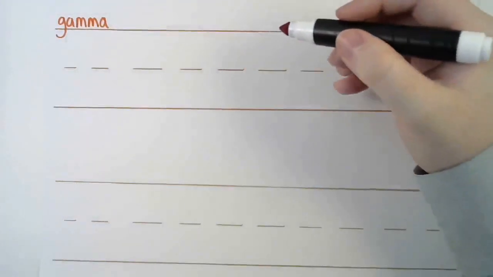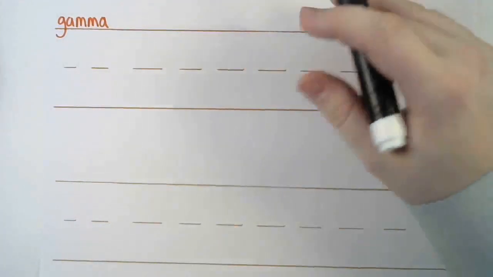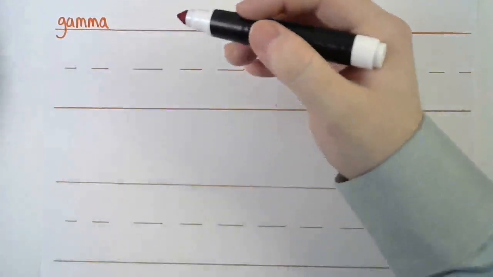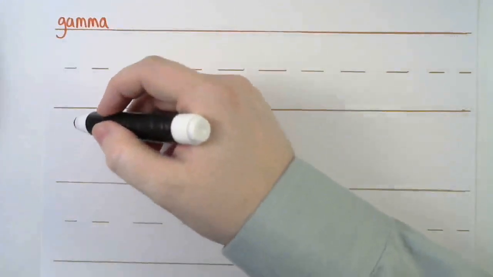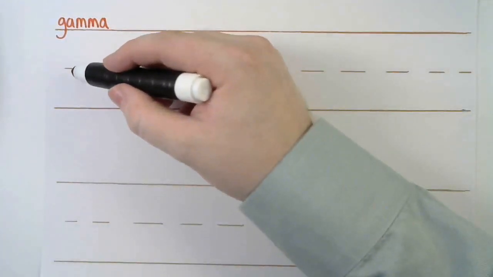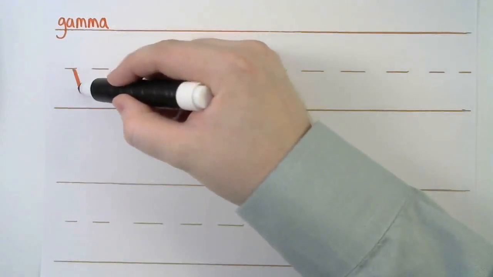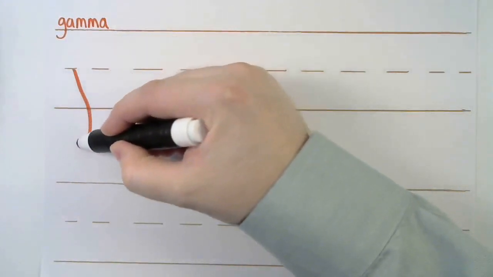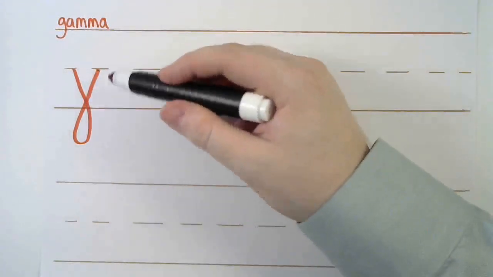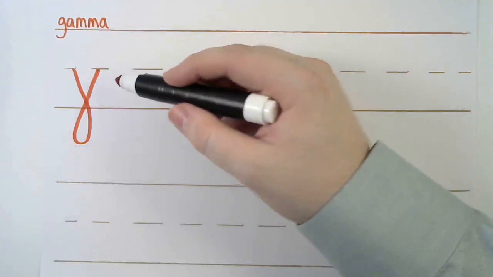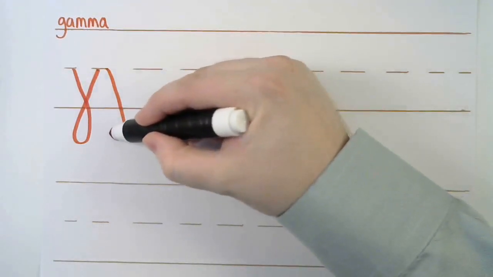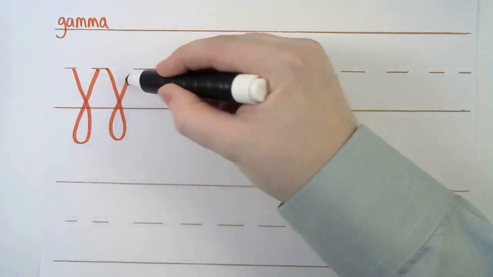G-A-M-M-A. Gamma. Some people say gamma, but gamma is how we're going to pronounce it. It's another letter that dips below the line, except it's only half tall. So you start at the middle line here, and you come in, you go down and loop, and come back up. Almost looks like an English Y, sorta, kinda. But you go in, go all the way down, and loop back up.